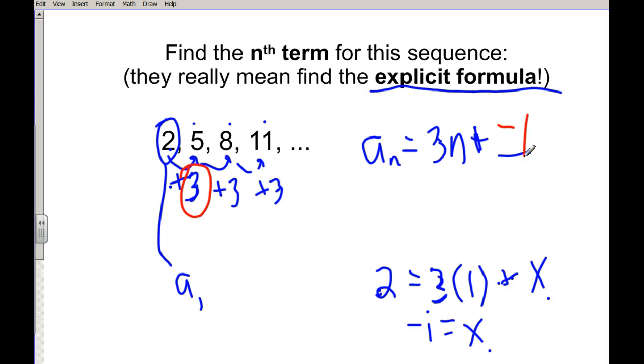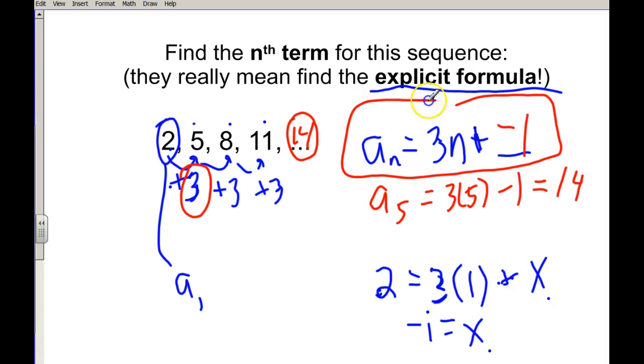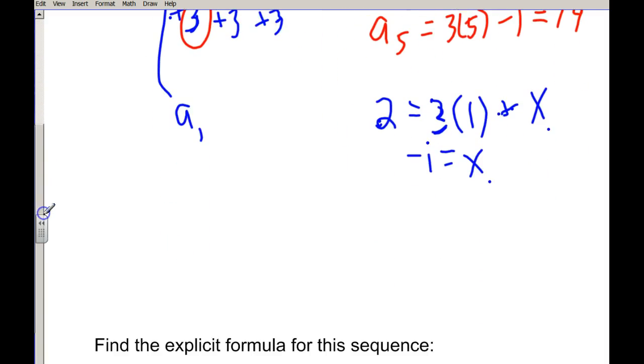That should work. Let's test and see if it works for the fifth term here. So if I want the fifth term, a sub 5 equals 3 times 5 minus 1. So let's see if this works. It's 15 minus 1, which is 14. Does that look like it fits the pattern? If I put 14 in there, 2, 5, 8, 11, 14, yes, I add 3 every time. So it looks like we found the explicit formula. That's the nth term, which is the explicit formula for this particular sequence.